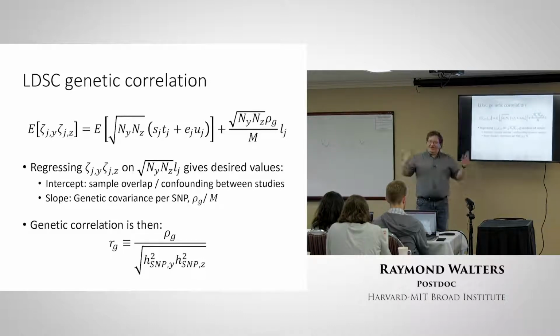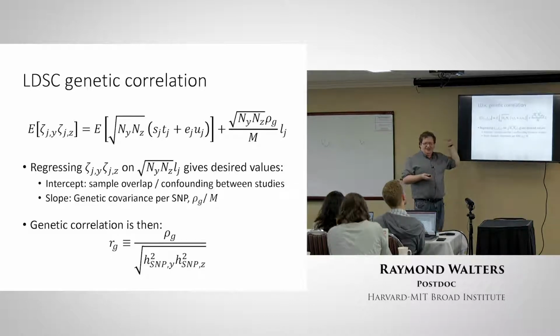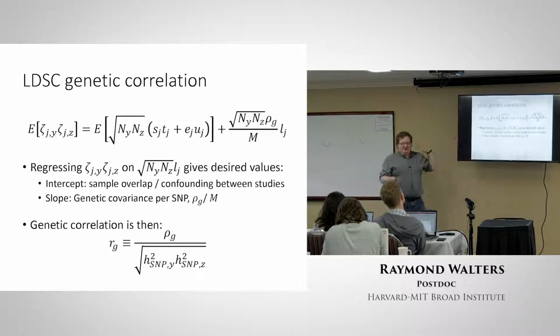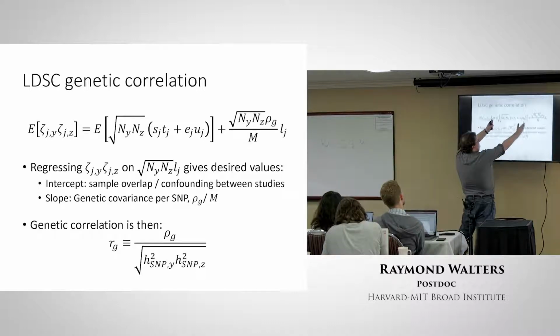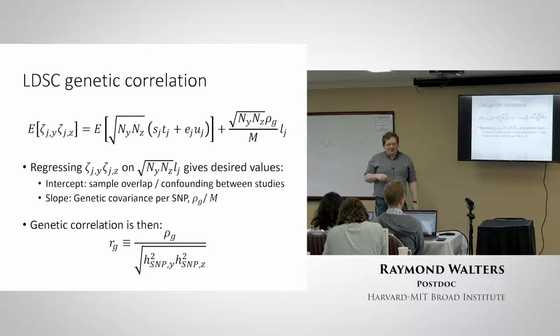And so again, this gives us our nice regression. We have our z-scores from our GWAS. You take the product, you plug those in, you have your LD scores, and you now have a simple linear regression that has an intercept that is now this quantity and has a coefficient that is proportional to your rho sub g and your known m's.